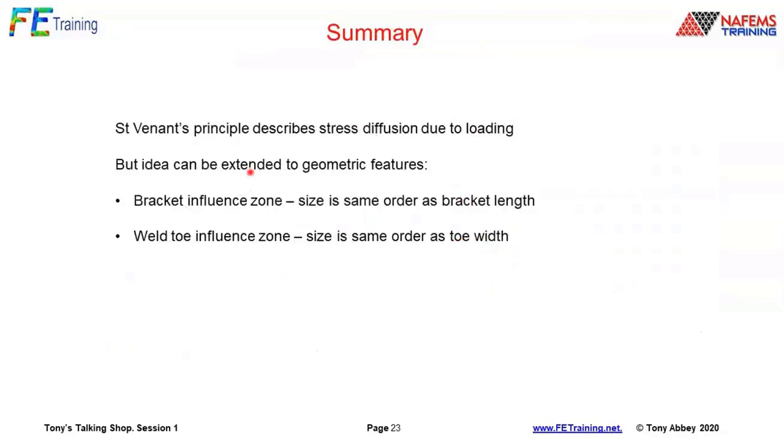So in summary, St. Venant's principle describes stress diffusion due to loading. That's the fundamental principle. But we can extend that to constraints, but also to geometric features, which I think is interesting. The bracket influence zone is the same order as the bracket length, maybe 1.5, maybe 2 times it. The weld influence zone is very much the same as the weld toe width. So there's very local disturbance over there. I put that out as just some general thoughts and observations.